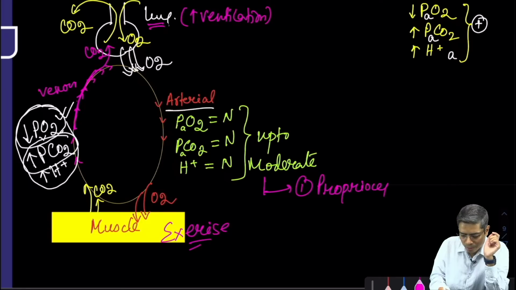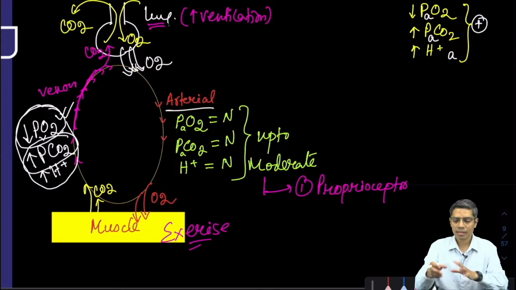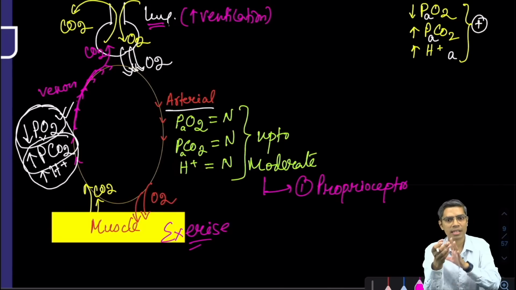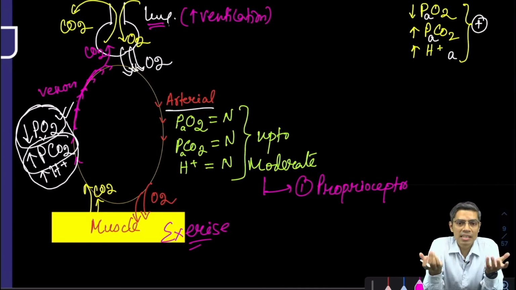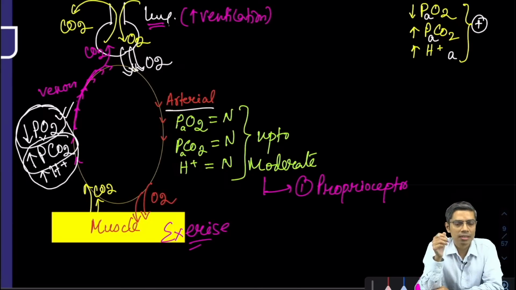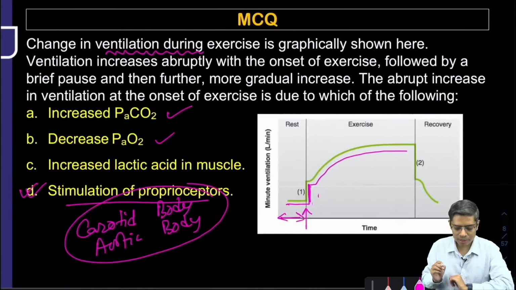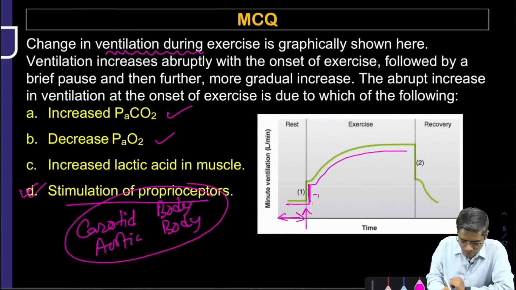But the stimulation which is causing increased ventilation, number one, is proprioceptor. Whenever you are moving your joints and muscles, there are proprioceptors: muscle spindle, Golgi tendon organ, and muscle joint capsule receptors in and around the joint. All of them will give stimulatory signals to the respiratory center, and that is the main cause of increased ventilation at the onset of exercise. Later on, so you have seen the curve. If I go back to this curve, this initial part, the rise of ventilation, is due to proprioceptors, right.